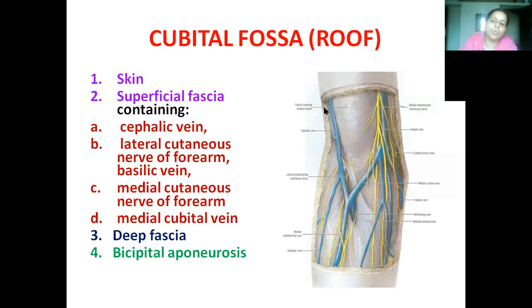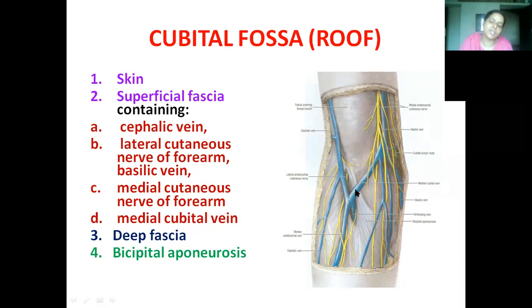Now coming to the roof, you can look at your own cubital fossa. What do we have there? We have skin, superficial fascia, the cephalic vein, the lateral cutaneous nerve of the forearm on this side, then the medial cutaneous nerve of the forearm. Connecting the cephalic and basilic veins, we have the median cubital vein. We also have deep fascia and the bicipital aponeurosis.